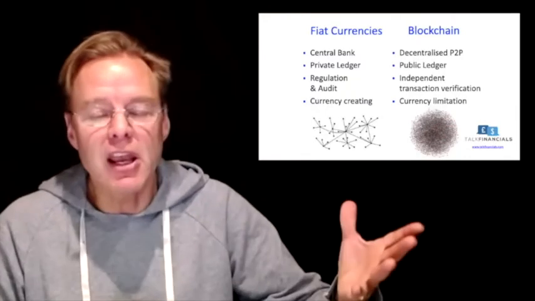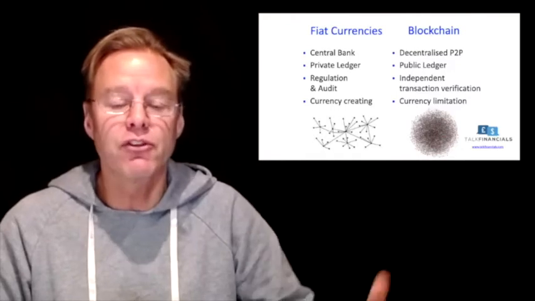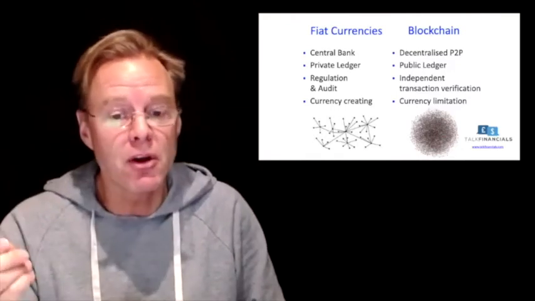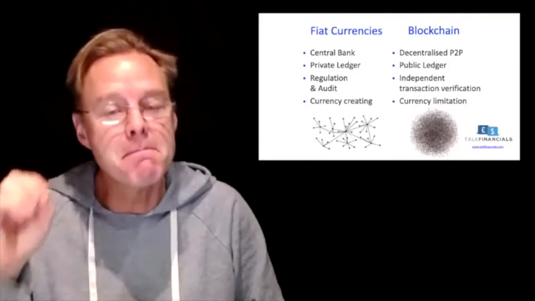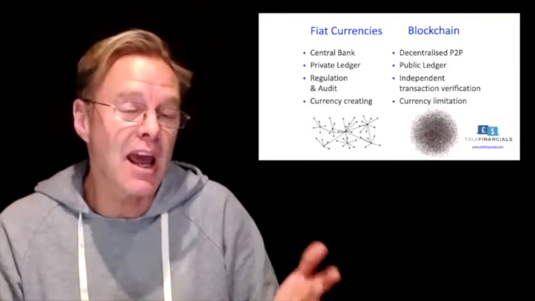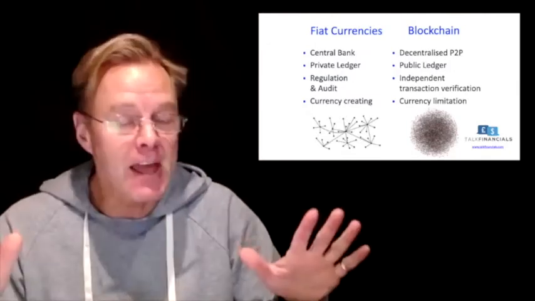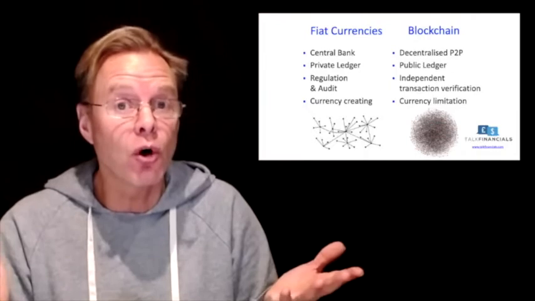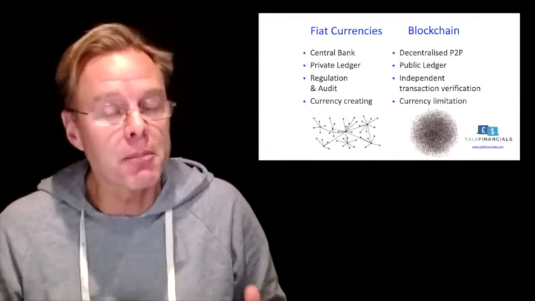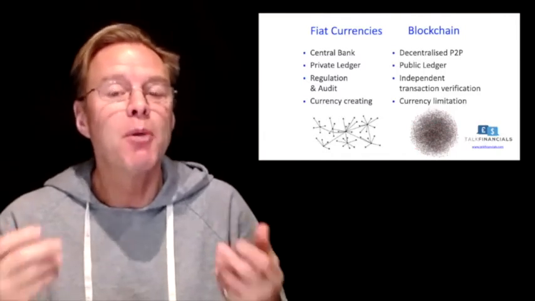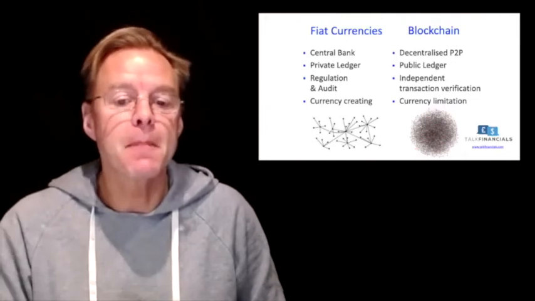And obviously fiat currencies, through fractional reserving, through quantitative easing, it's all about money creation. Whereas in the blockchain, certainly for Bitcoin, you can't create any more Bitcoin. There's about 18.5 million Bitcoins in circulation right now, and there's a maximum of 21 million. And when you hit the limit, that's it. There's no more. It's a bit like gold. There's only a finite amount of gold in the world. Some of it is underground, admittedly, and you need to mine it out. But once you've mined all the gold in the world, there is no more gold.